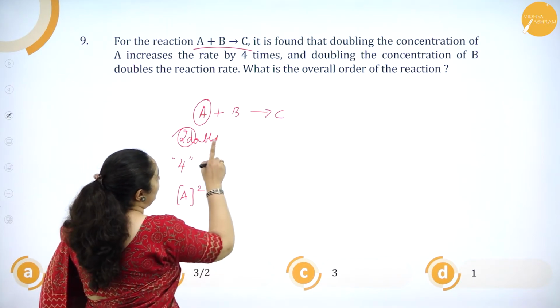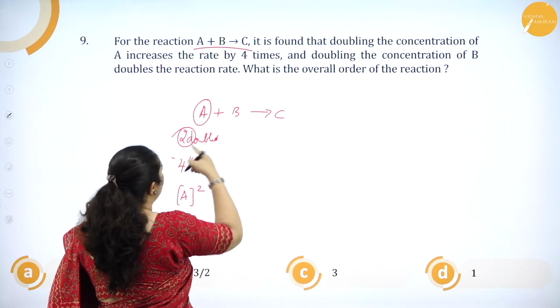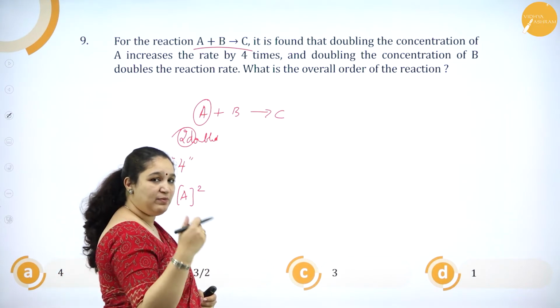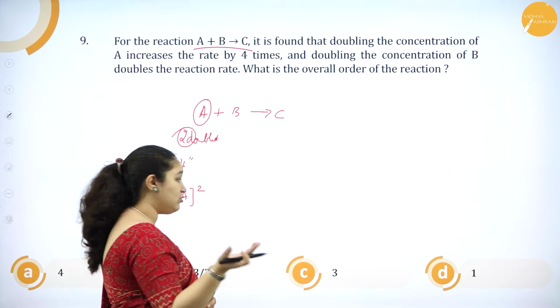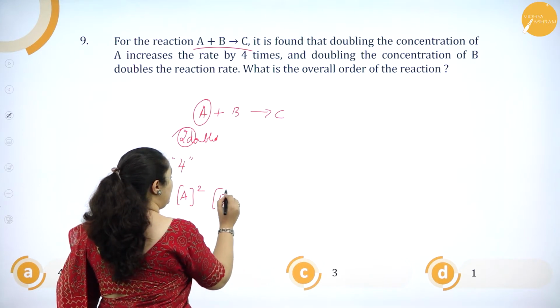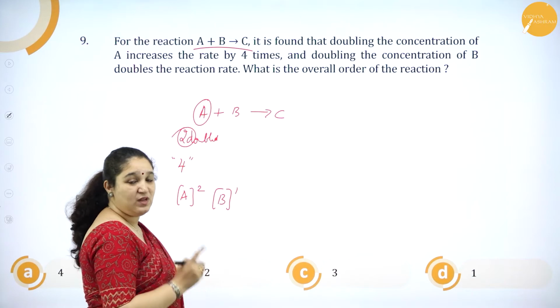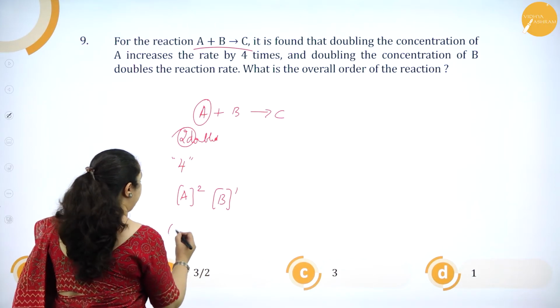And also doubling the concentration of B doubles the reaction rate. So when I double B, the reaction rate also is doubled, meaning with respect to B it is to the power 1. So what will be the order?